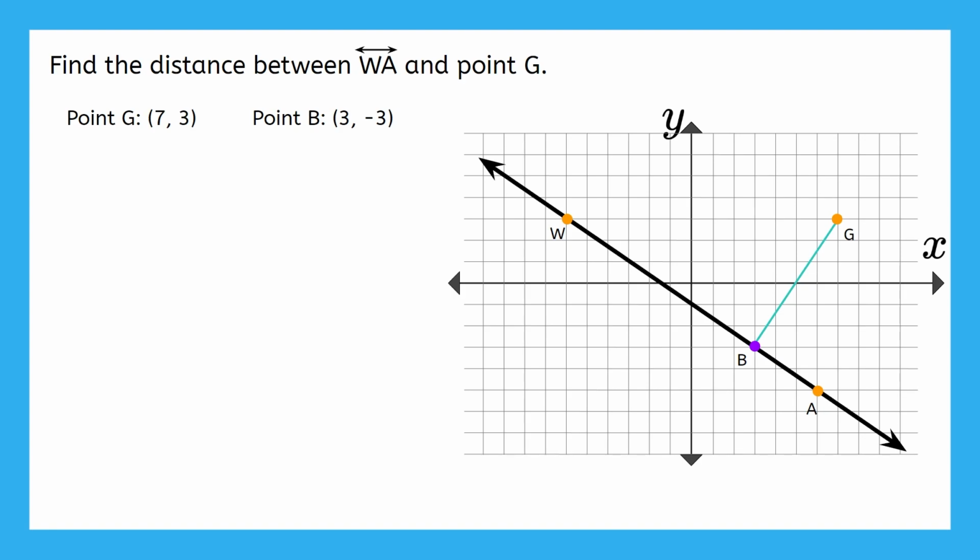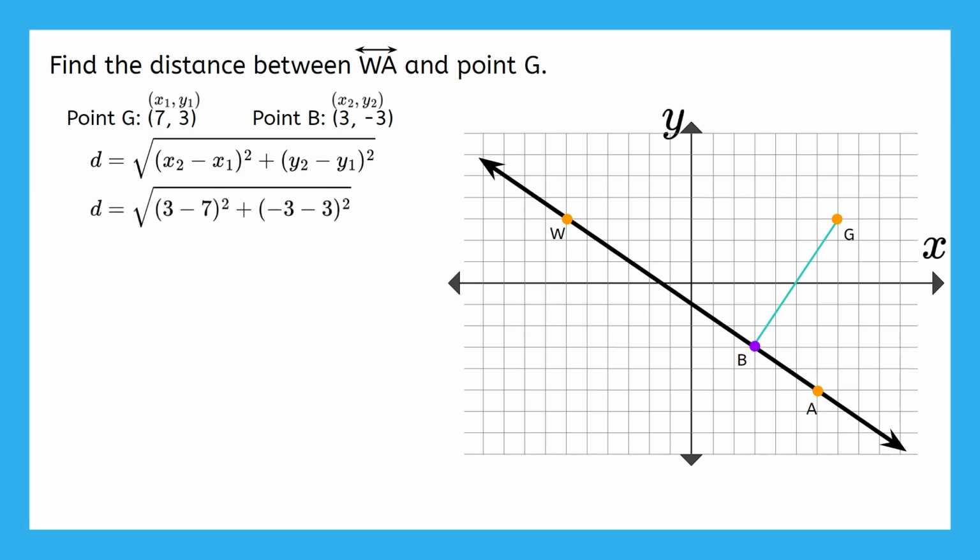Did you say we should use the distance formula? Nice job. Pause the video here and solve for your final answer. I used point G as x1, y1, but if you had it labeled as x2, y2, we should still get the same answer. From here, I substituted into my distance formula and simplified as much as possible.